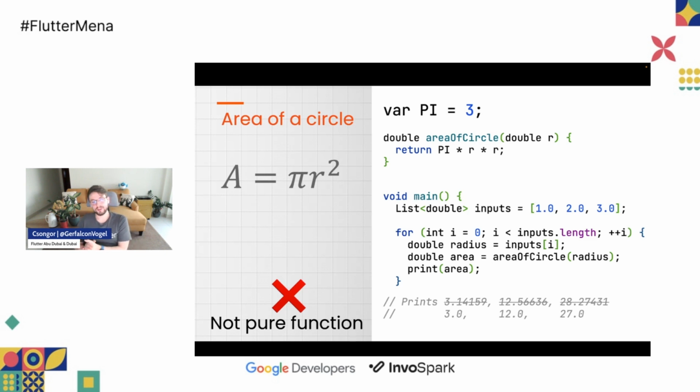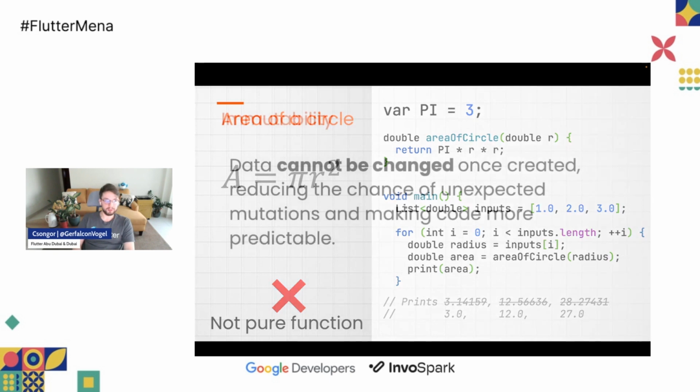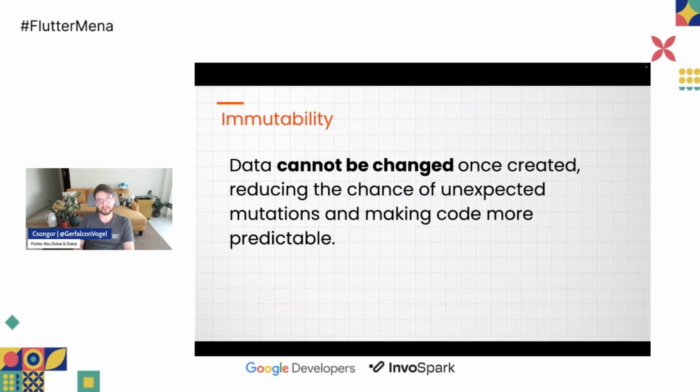The mathematicians solved this issue by introducing the second rule, or second principle, of functional programming, which is immutability. Immutability specifies that data cannot be changed once it's created, reducing the chance of unexpected mutations and making our code more predictable. This is exactly what we needed.